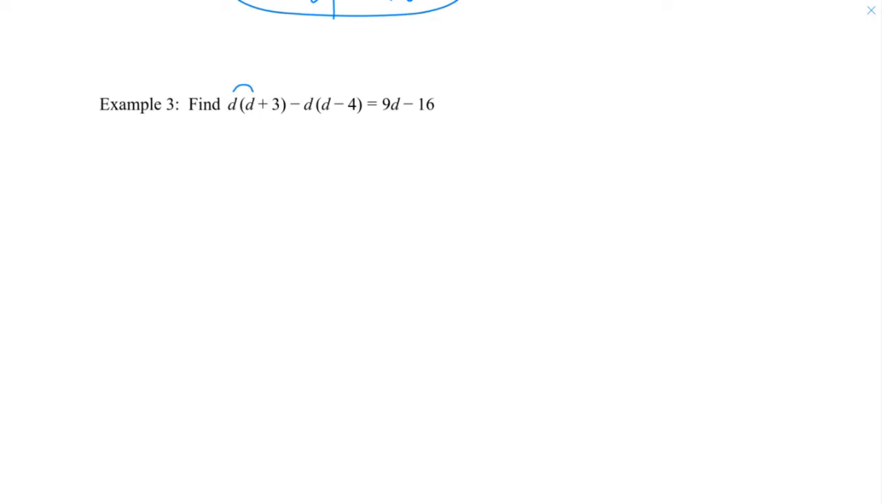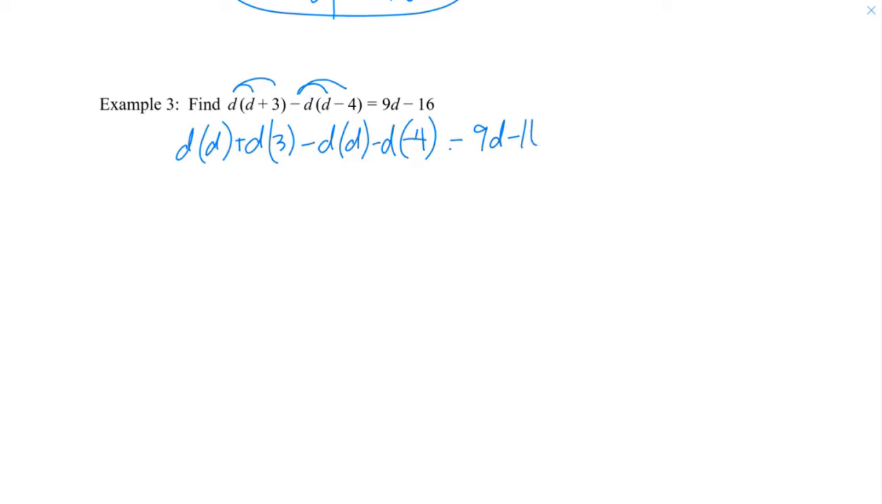So I see there's 2 places here that I can distribute. Let's go ahead and do that. So we have d times d, and then d times 3. Then we have negative d times d, and negative d times negative 4. Let's go ahead, let's simplify those expressions.